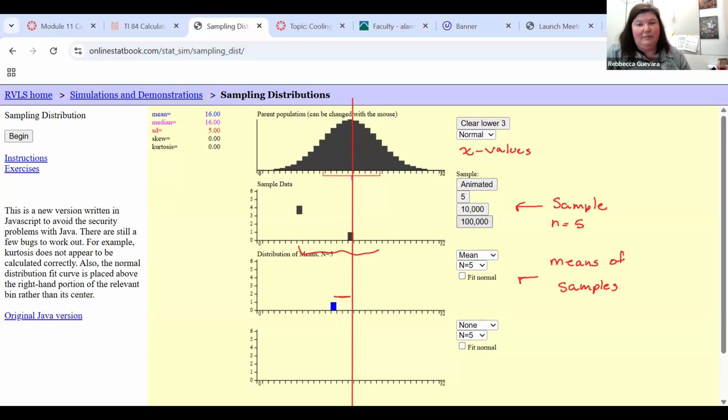Let me do this one more time. Like I said, we got some big X's, some small X's. We got one that's almost exactly on the mean. And when we average them out, we're very close to the mean again.